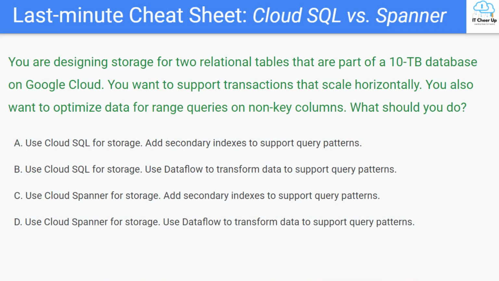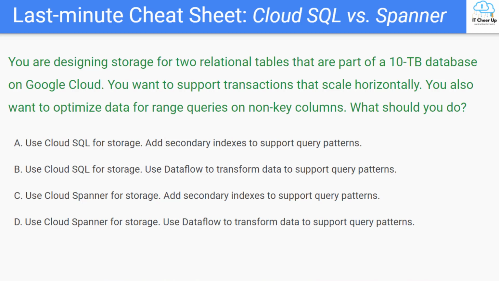Now let's use the last-minute cheat sheets on Cloud SQL versus Spanner to take a look at 2 sample Google PDE questions. You are designing storage for 2 relational tables that are part of a 10 terabytes database on Google Cloud. You want to support transactions that scale horizontally. You also want to optimize data for range queries on long key columns.